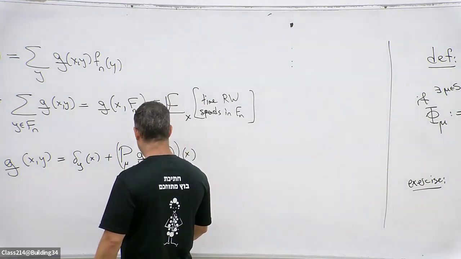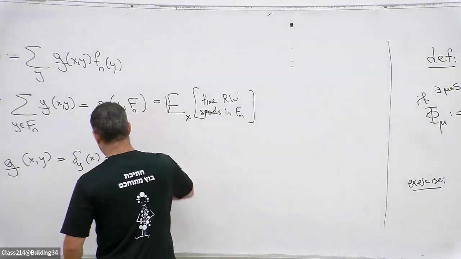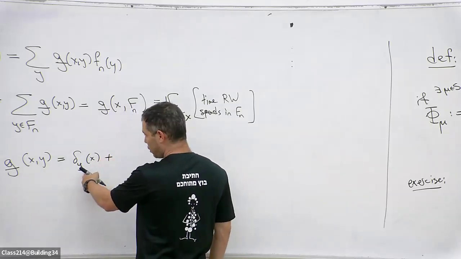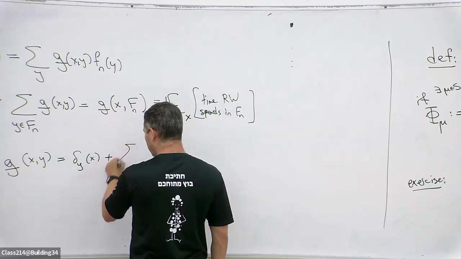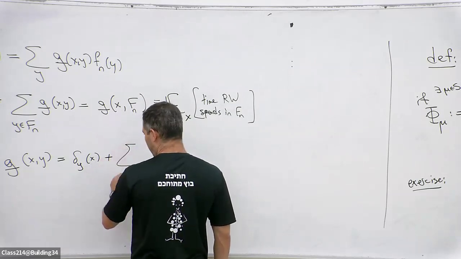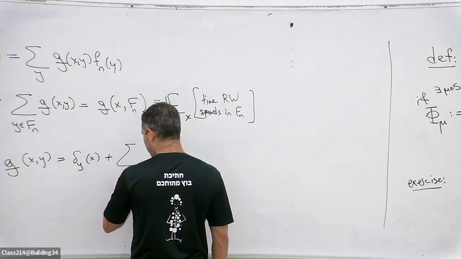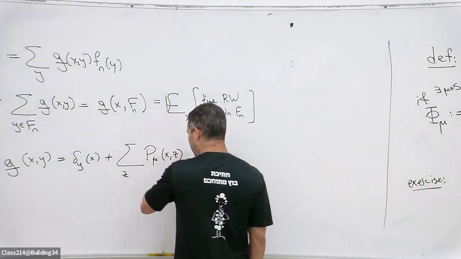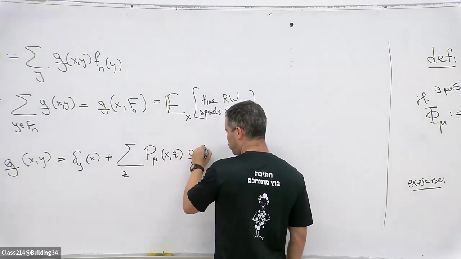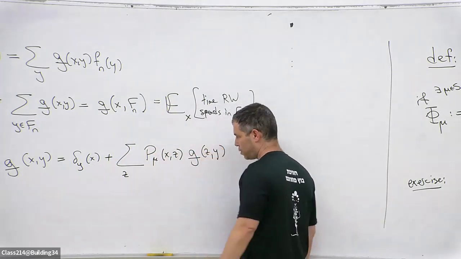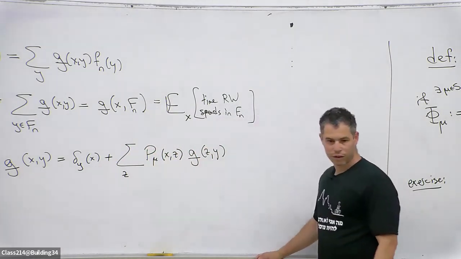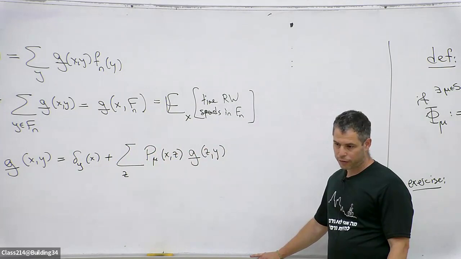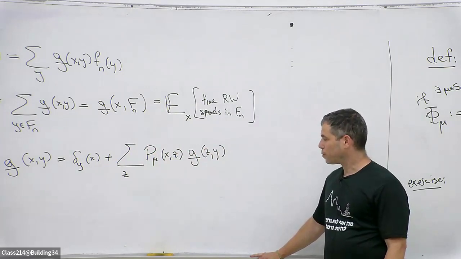So let's write this out. I get 1 if I was at x, and 0 otherwise, and then I have to do one step. I sum over all possible z, I go from x to z, and then I count the number of visits to y starting at z. That's just the Markov property at time 1.